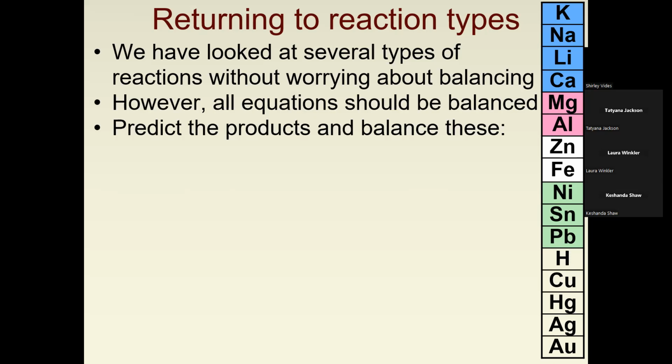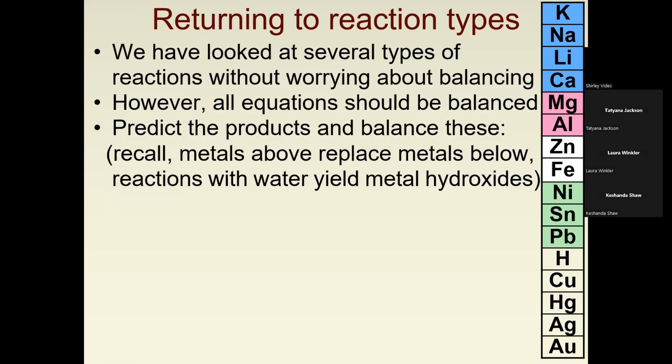All right, so predict the products and balance these. Okay, predicting products is harder, but you have these. So anything above can replace anything below in an equation, but nothing below can replace anything above it, okay? So basically potassium can replace anything on this whole chart. But sodium cannot replace potassium, but it can replace the rest of them. You see, that's kind of how that works. All right.